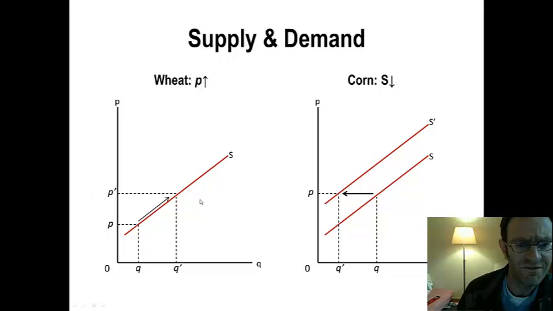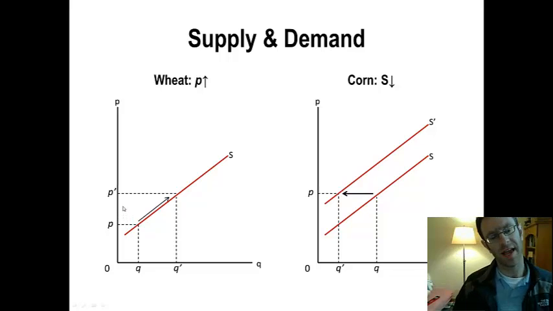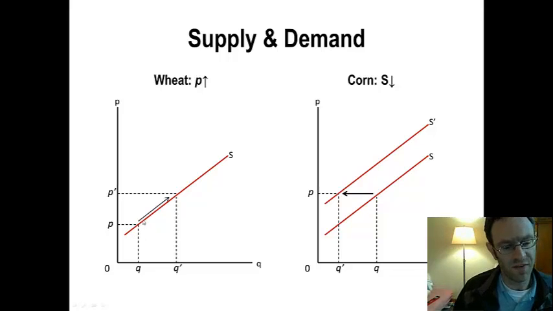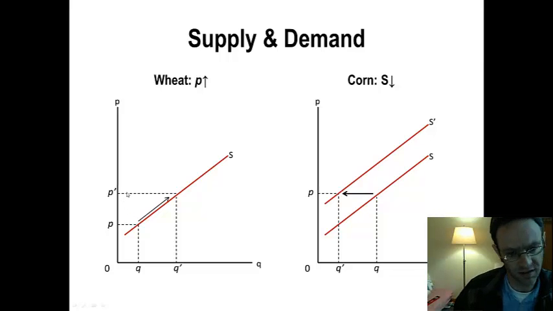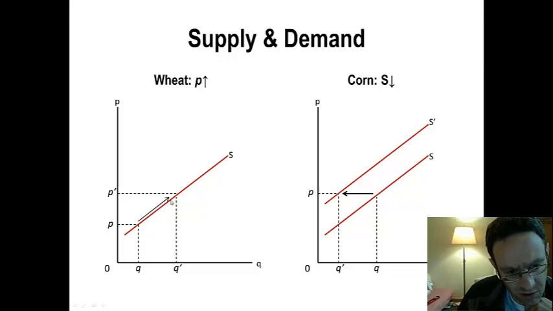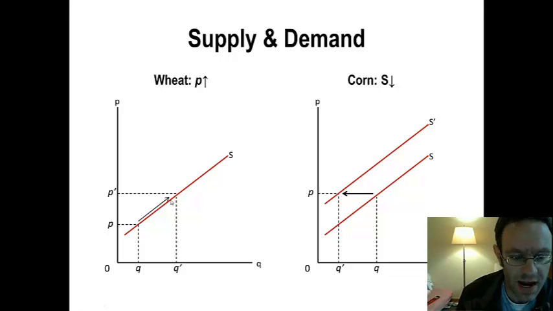And focusing on this left panel first, which is the market for wheat, if the price of wheat were to rise from P up to P prime, we can expect the quantity supplied to increase from Q out to Q prime. That's a movement up along the supply curve, because as prices rise, more and more farmers are going to find that the price of wheat lies above their costs, and we're going to see an increase in the quantity supplied of wheat.